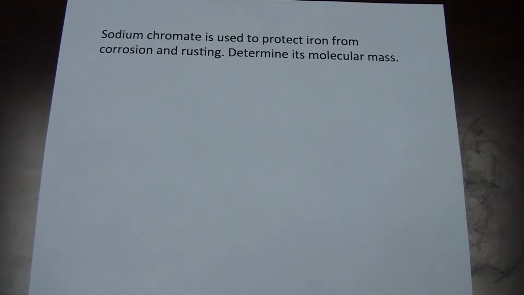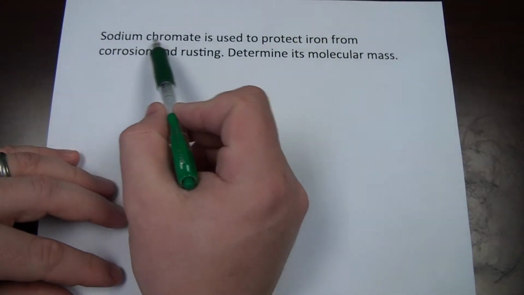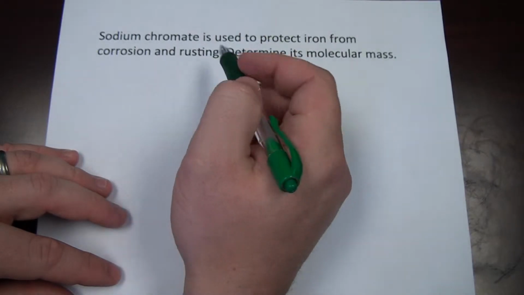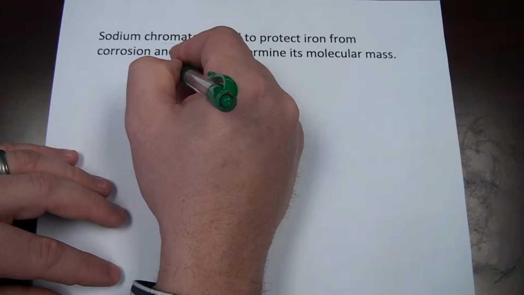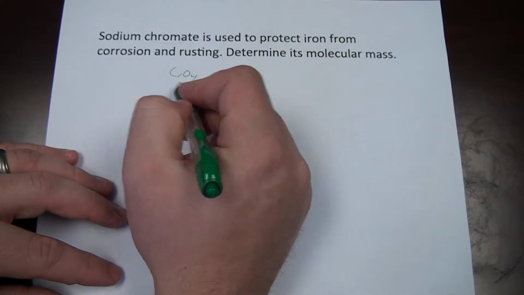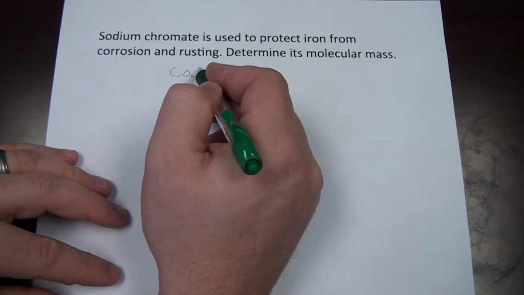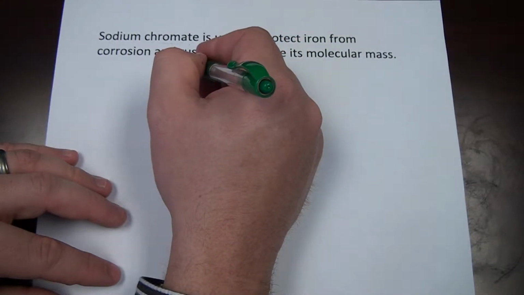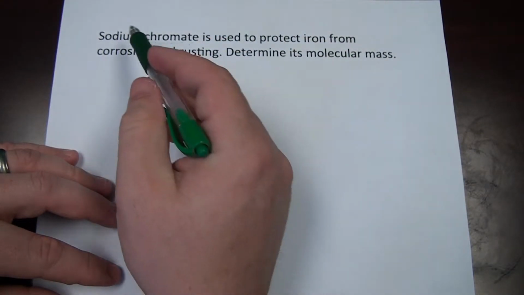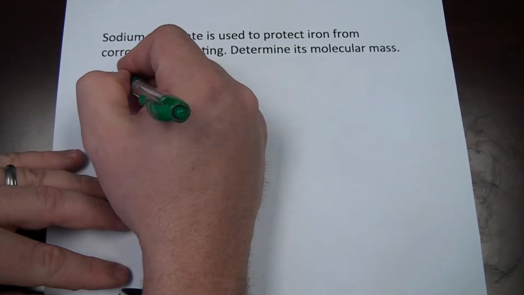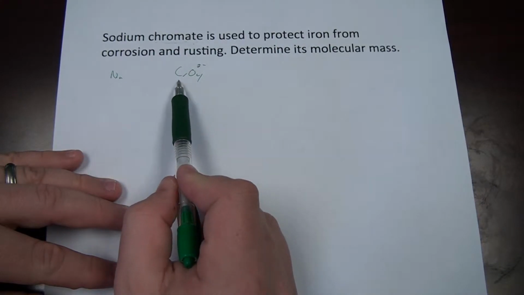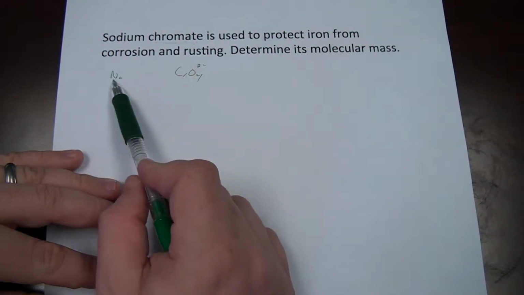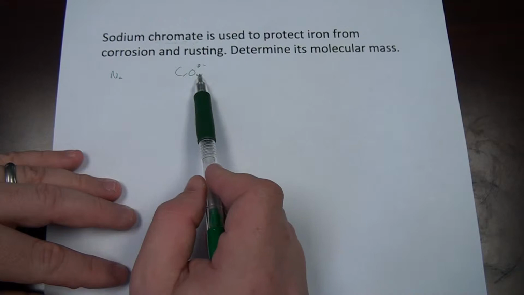Determine its molecular mass. So the first thing we have to do is figure out what sodium chromate is. Right? The chromate ion was one of the ones we need to memorize, which is the CrO4 ion, and it has a 2- charge. Right? Sodium is Na. This is a group of metal and non-metal, so this is a polyatomic ion. This is a metal, so this is going to be an ionic compound.